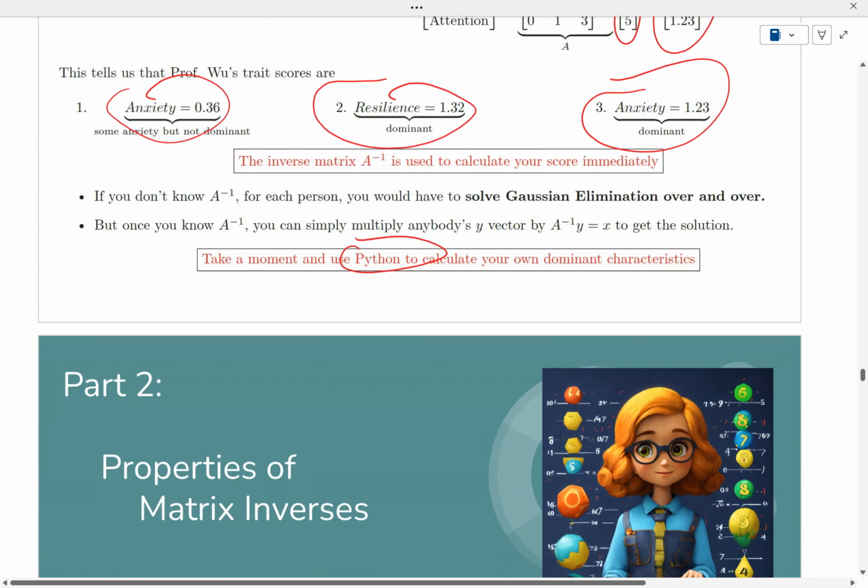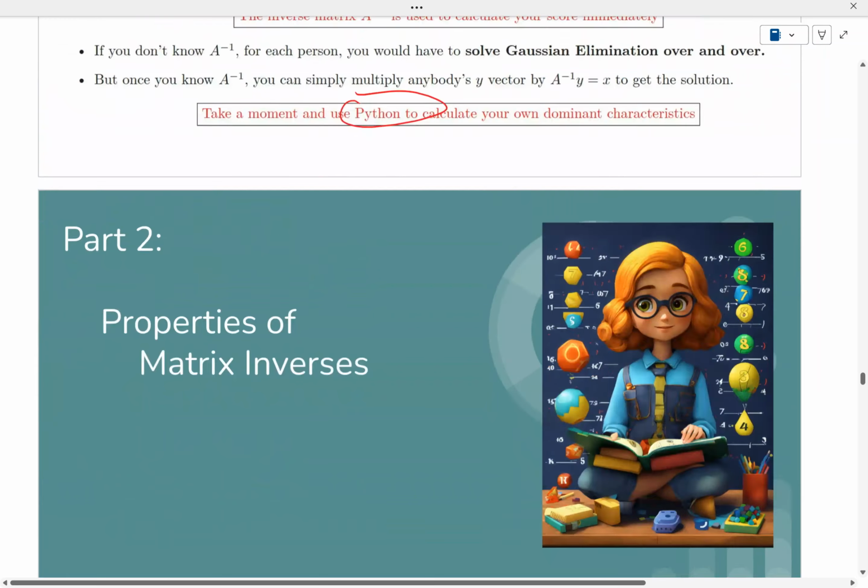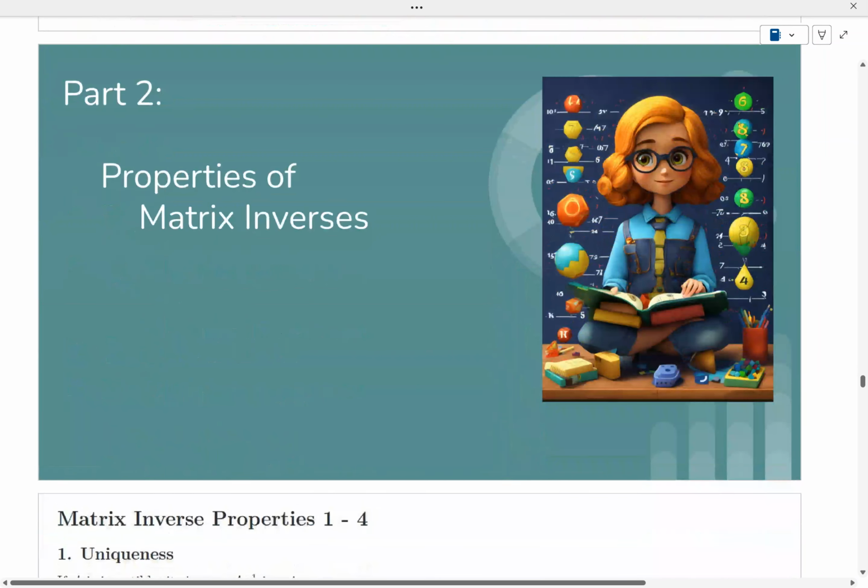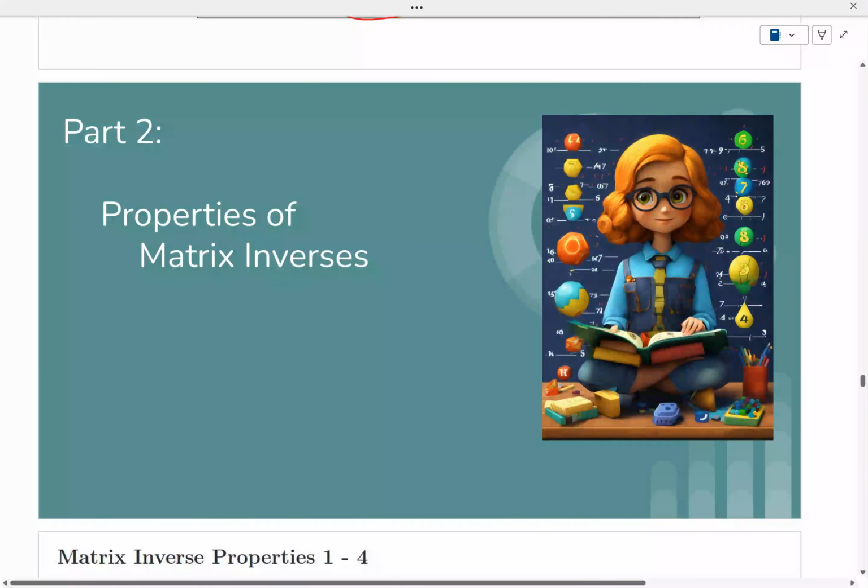So that's it for that. All right, you pause the video so you can do this exercise. We're going to move on. Now that we understand the concept of inverses, there are also inverse properties that you need to know.